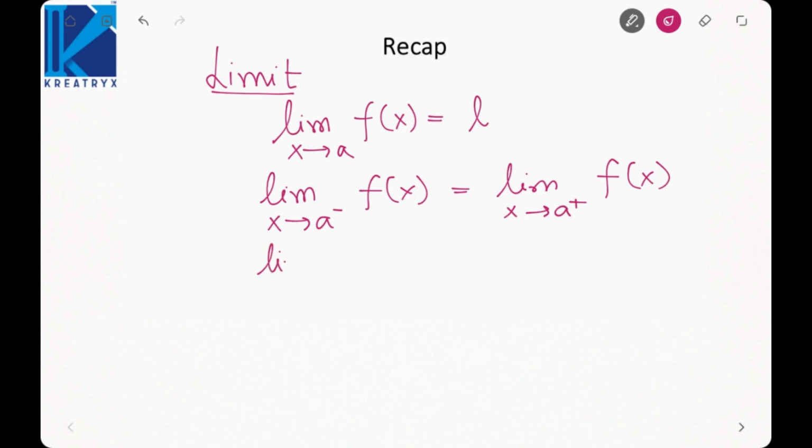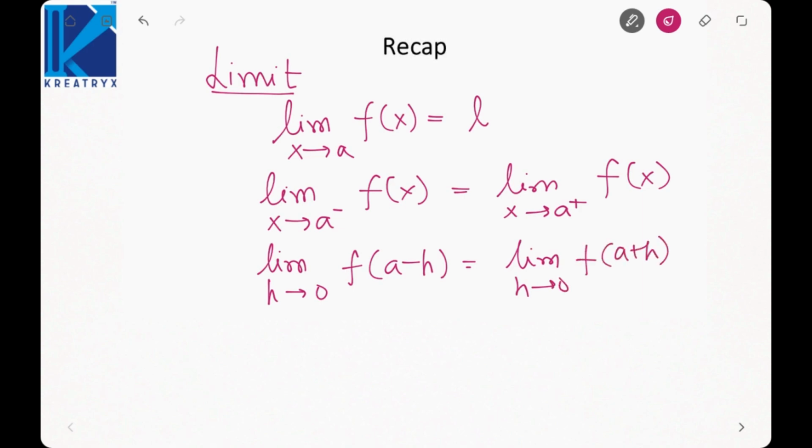This can also be expressed as the limit as h tends to 0 of f(a minus h) equals the limit as h tends to 0 of f(a plus h). That is a point just before a and a point just after a. Then we said if both these limits are equal and equal to the function value f(a), then it implies continuity of the function.